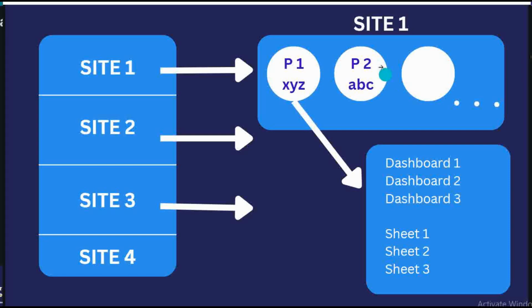So like this, for a single site there may be a lot of projects. If you are working with sales, within sales there will be a lot of projects, and within each project there will be a lot of dashboards, worksheets, and data sources. If an employee comes from site 1, he is able to access the dashboards, data sources, and sheets belonging to their site. But a user from site 1 won't be able to access the data present in site 2.